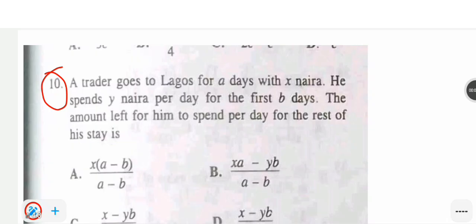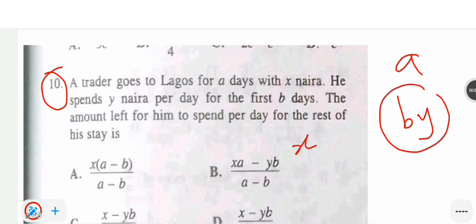The total number of days that he wants to spend is A. The total amount of money with him is X. We were told that for the first B days, he spends Y naira. So for the first day, he spends Y naira, second day, Y naira. Since he's spending for B days, you multiply it. The total amount spent will be BY.